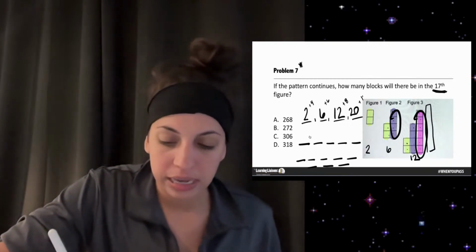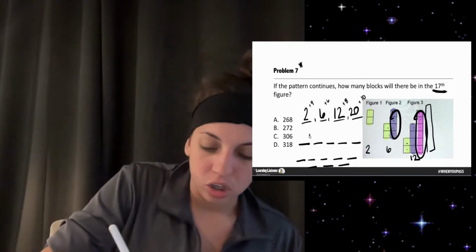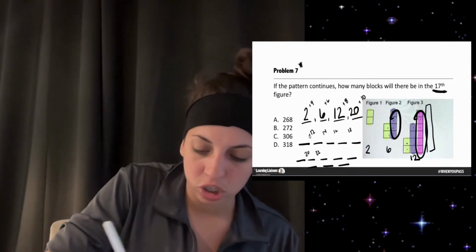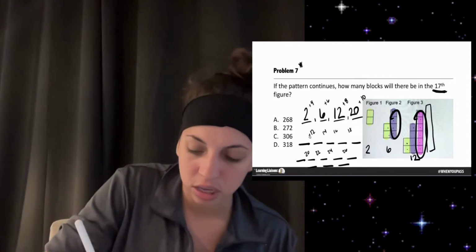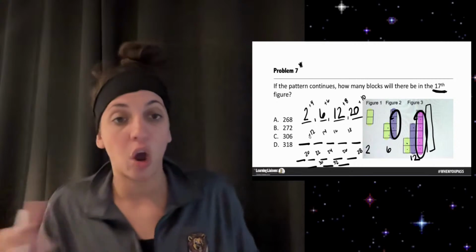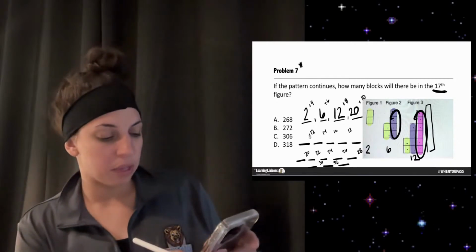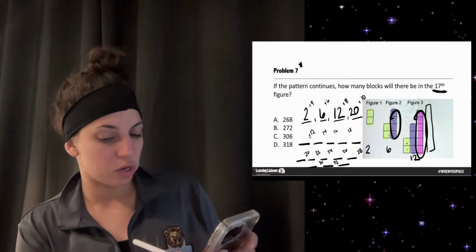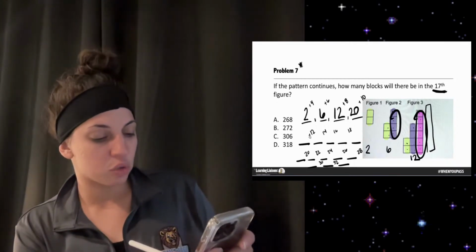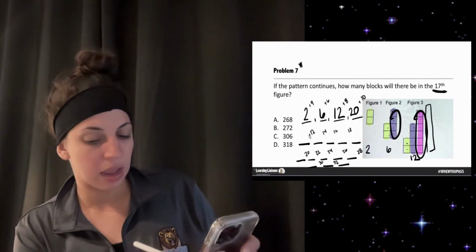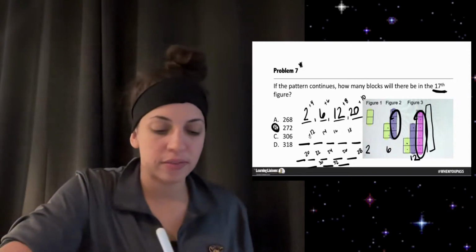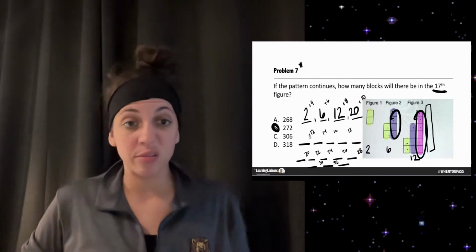8, 10, 12, 14, 16, 18, 20, 22, 24, 26, 28, 30, 32. I need to add all of those. So 2 plus 10 plus 12 plus 14 plus 16 plus 18 plus 20 plus 22 plus 24 plus 26 plus 28 plus 30 plus 32. 272. That's how I would do it.